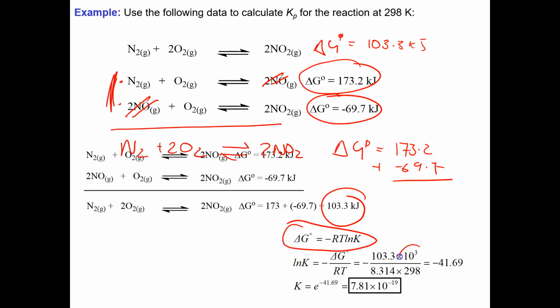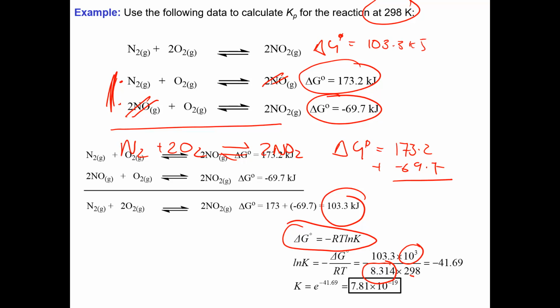Make certain that you enter your values as joules, not kilojoules. And then your R needs to be 8.314 joules per mole per Kelvin. So whenever we're using R in an equation with energy, we're always going to use 8.314. And then our temperature, given in the problem, is 298 K.